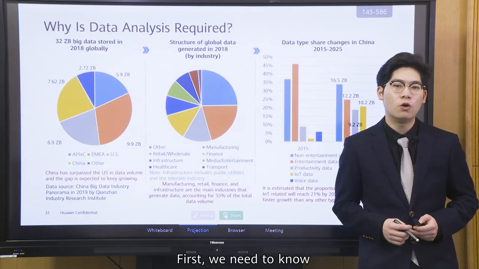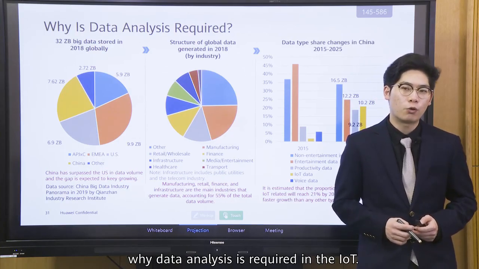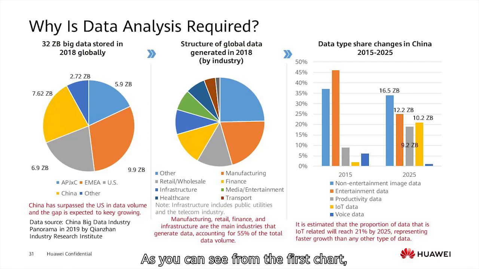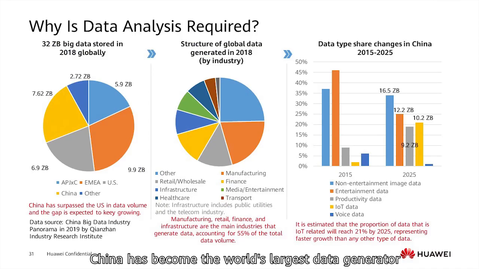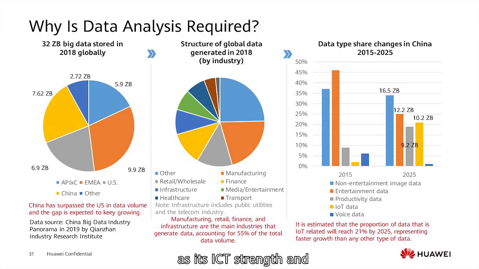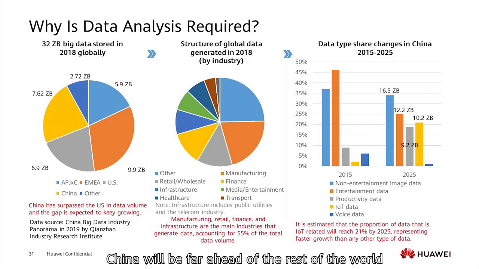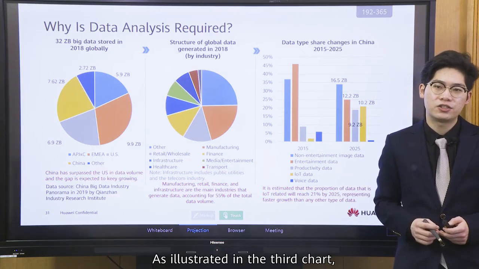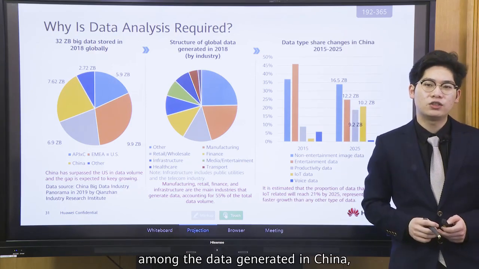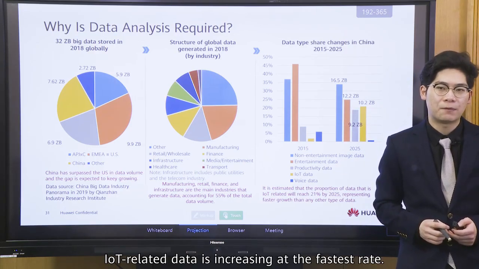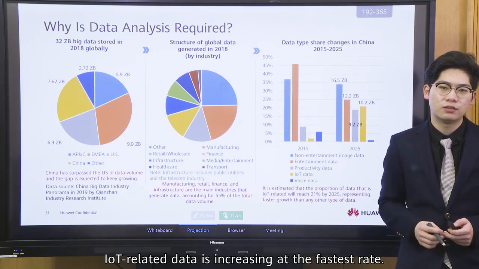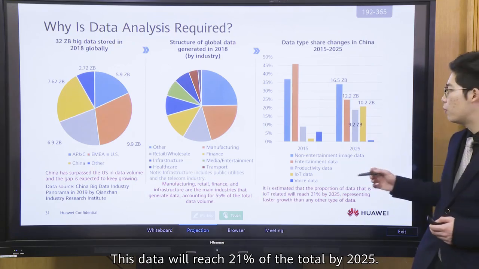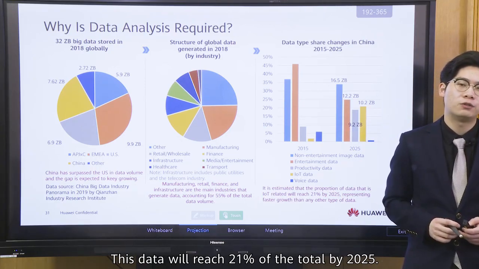First, we need to know why data analysis is required in the IoT. As you can see from the first chart, China has become the world's largest data generator as its ICT strength and the number of netizens continue to increase. In the future, China will be far ahead of the rest of the world. In terms of data generation, as illustrated in the third chart, among the data generated in China, IoT-related data is increasing at the fastest rate. This data will reach 21% of the total by 2025.